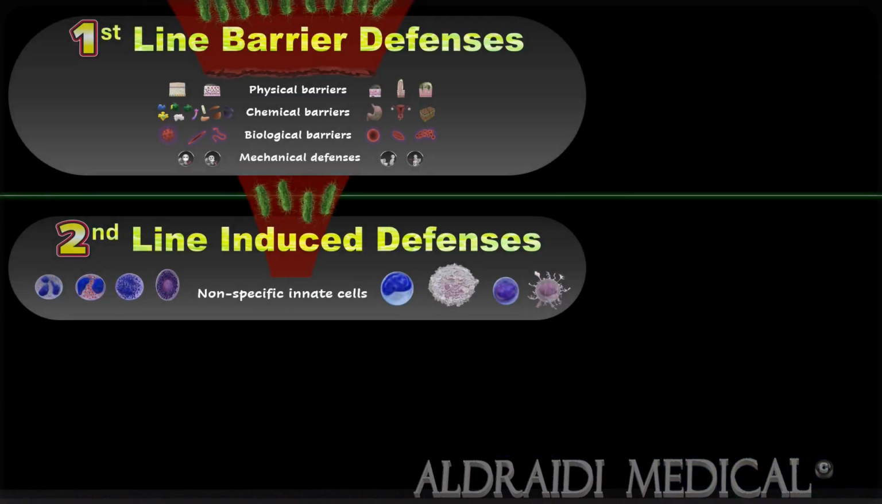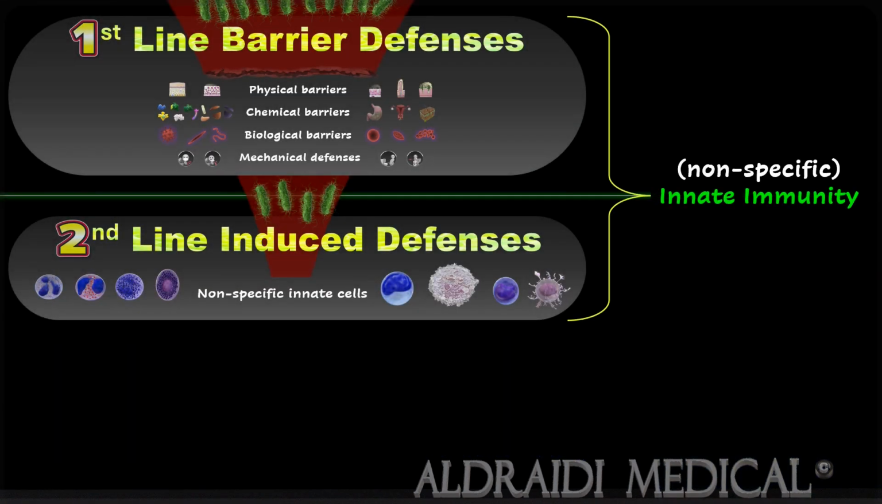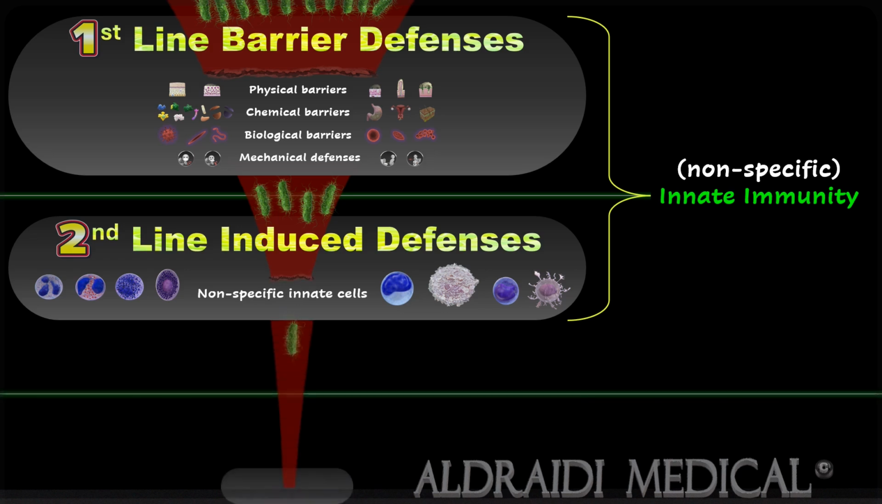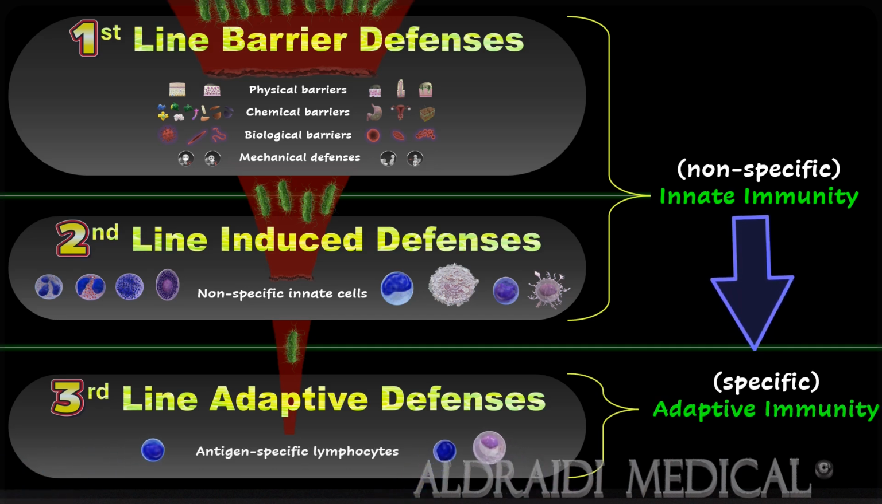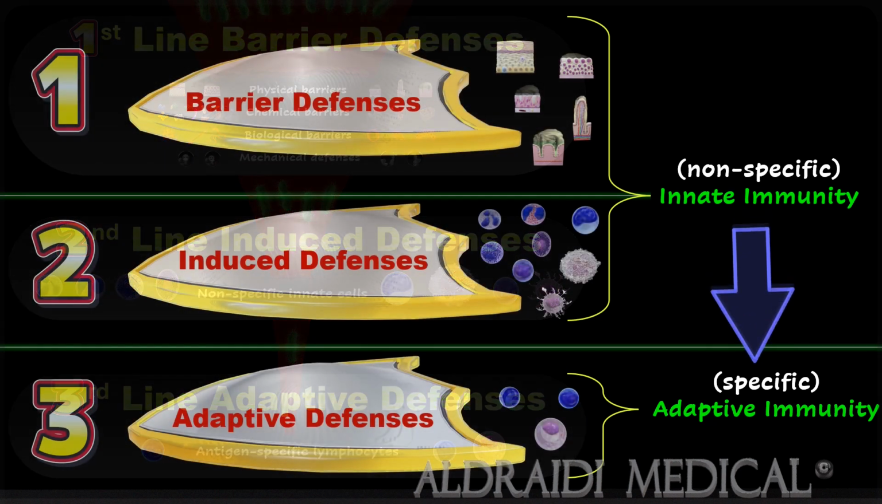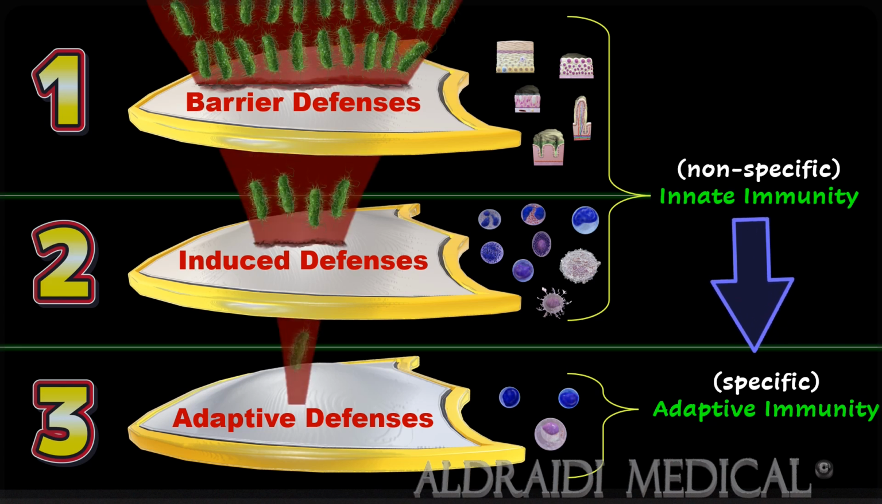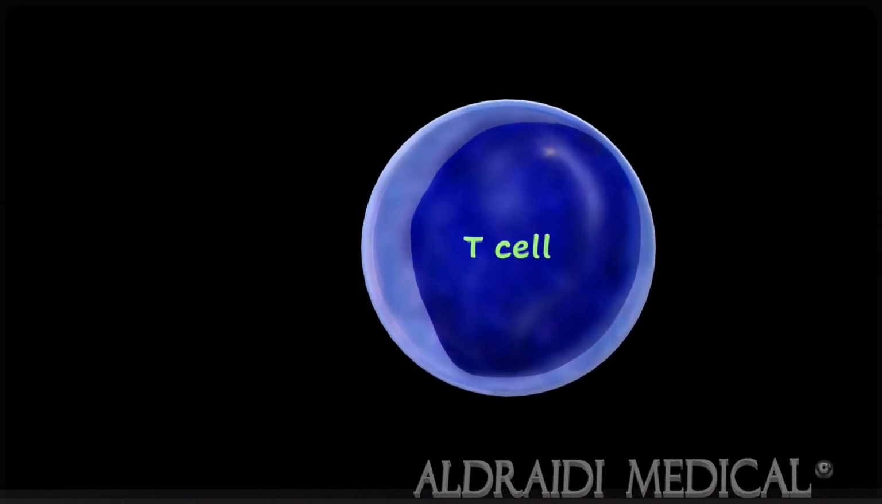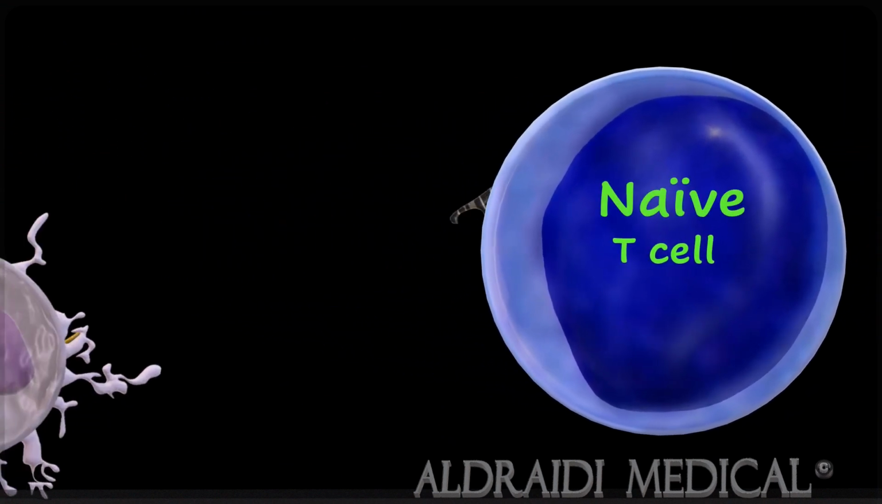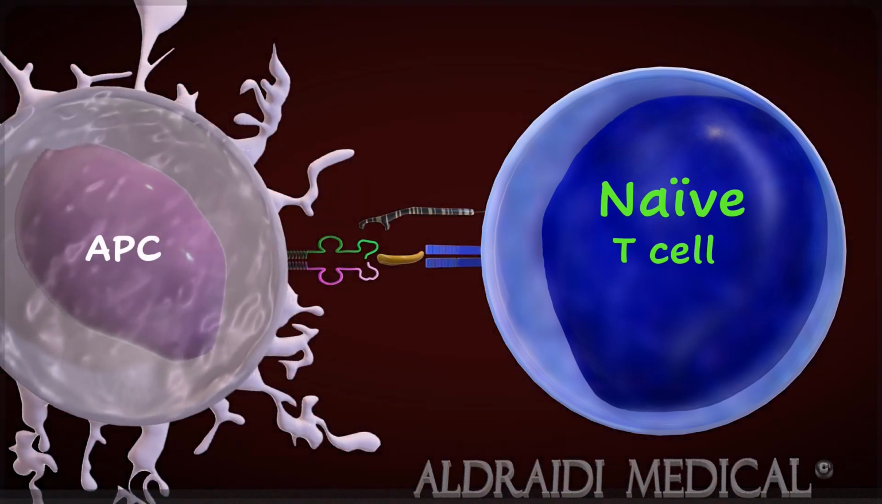The first two lines of defense are not specific for individual pathogens and are considered key elements of the innate arm of our immune response, and when breached actually contribute to the initiation and development of our third line of defense, which is specific and constitutes our adaptive arm of immunity. So the adaptive immune response is initiated when a pathogen overwhelms the innate defense mechanisms. An adaptive immune response is generated when naive T cells contact activated antigen-presenting cells in the secondary lymphoid organs.